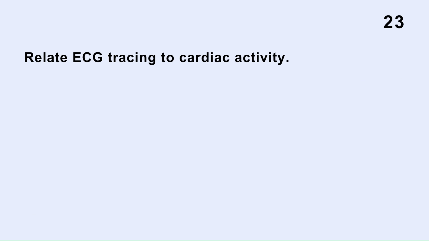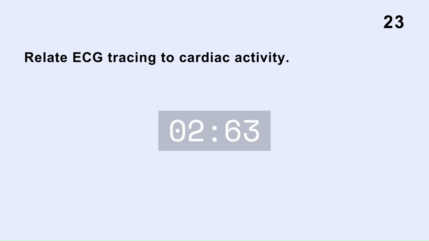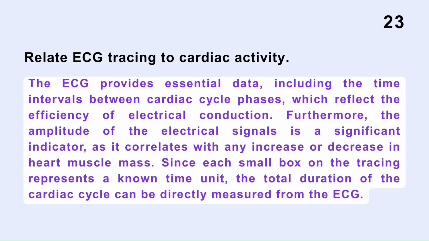Relate ECG tracing to cardiac activity. The ECG provides essential data, including the time intervals between cardiac cycle phases, which reflect the efficiency of electrical conduction. Furthermore, the amplitude of the electrical signals is a significant indicator, as it correlates with any increase or decrease in heart muscle mass. Since each small box on the tracing represents a known time unit, the total duration of the cardiac cycle can be directly measured from the ECG.